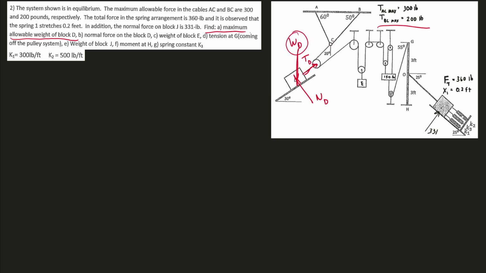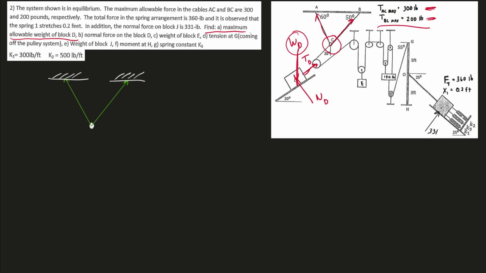I want to maximize this weight. It says maximum allowable weight of block D. And I'm going to try to maximize that weight, D, so that I cause one of these tensions here to be at its maximum. Alright, so let's do the free body diagram here and dive into this.